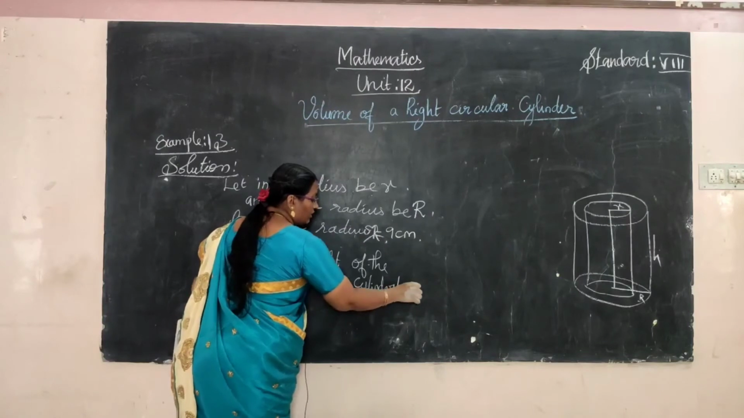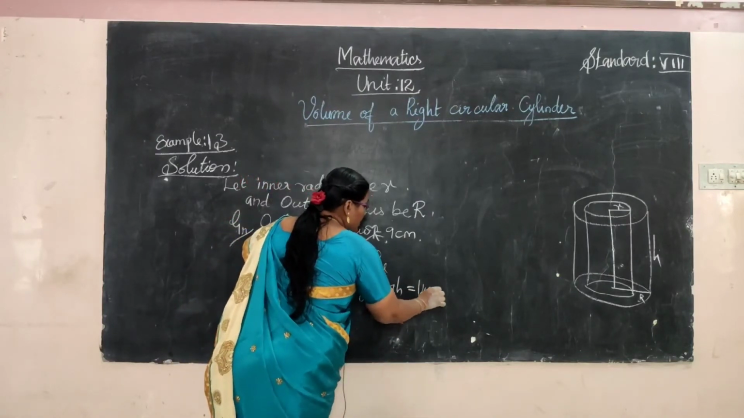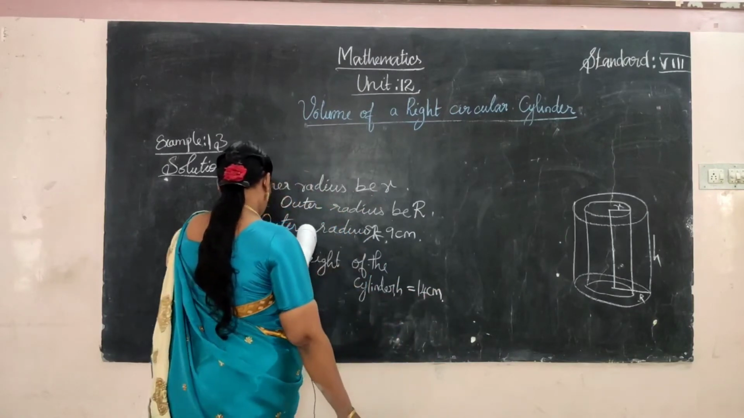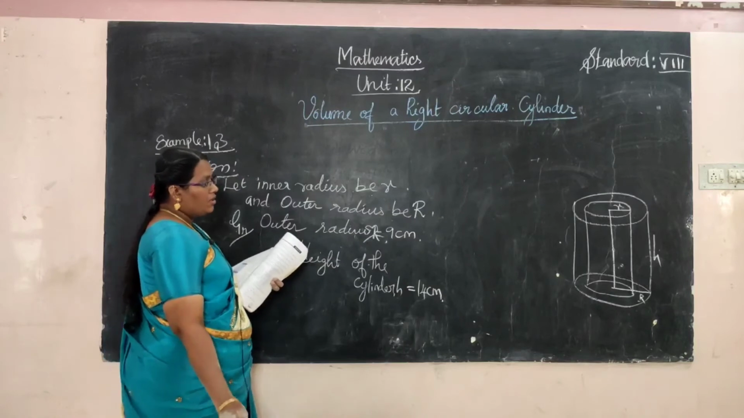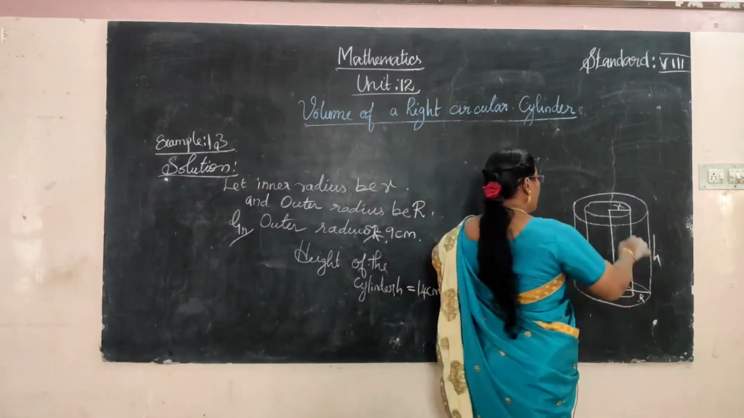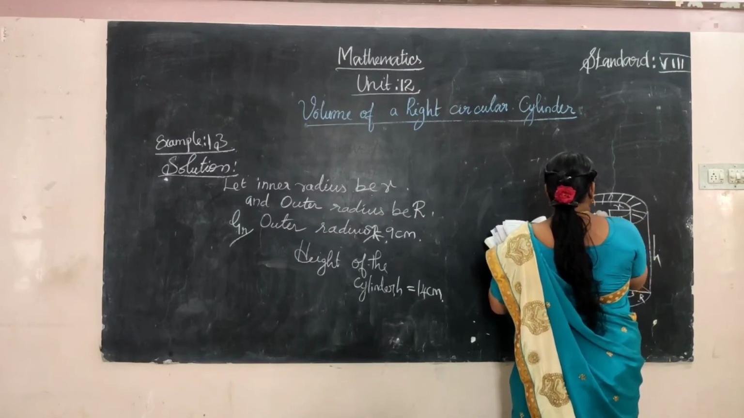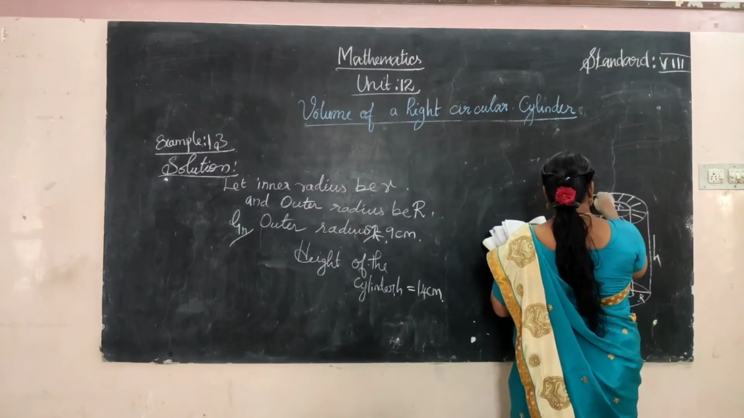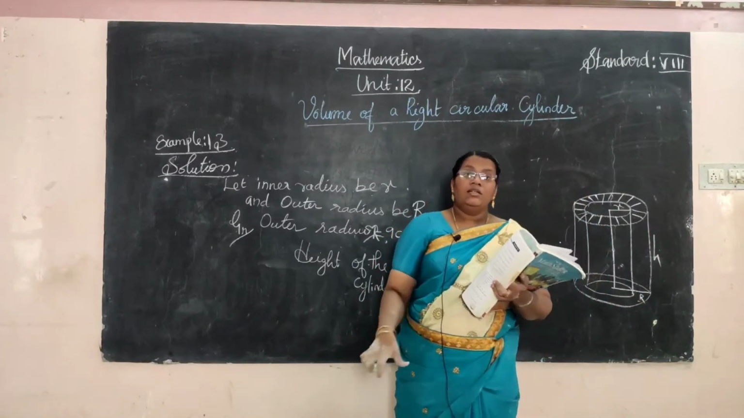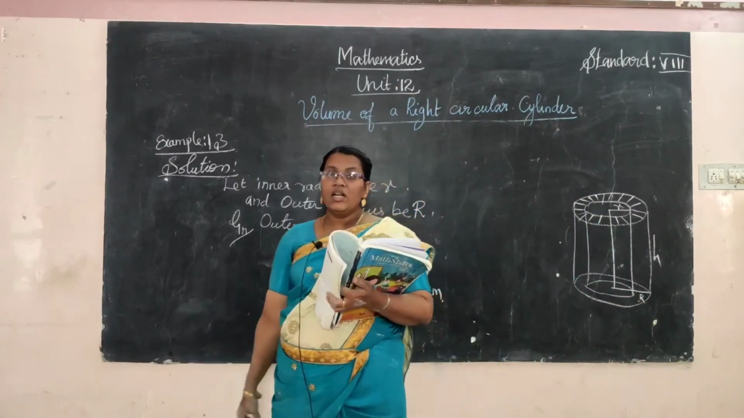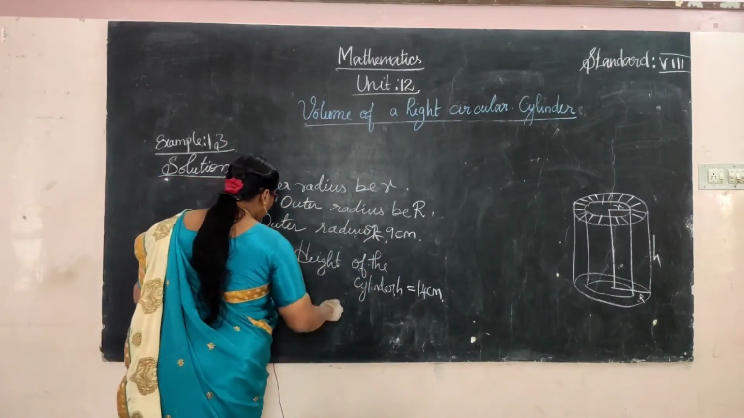H is equal to 14 centimeter. Okay. Now we have to find out the thickness. So what we do? Find the volume of the inner cylinder minus outer cylinder. We get the thickness of the cylinder.